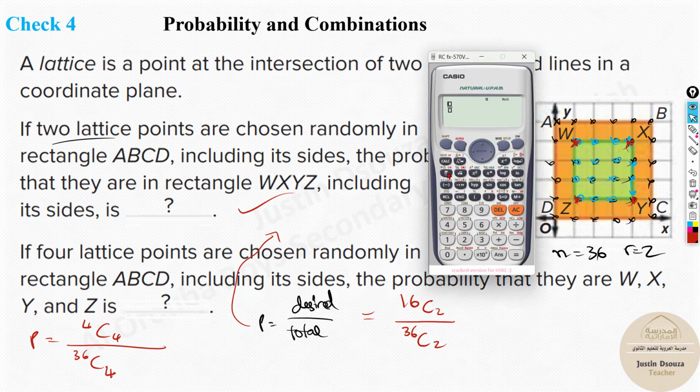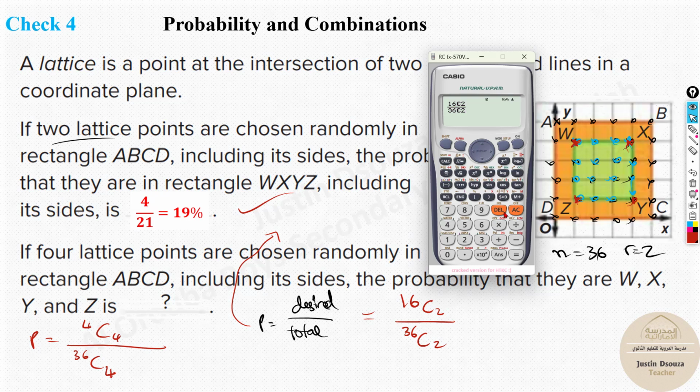The first one is 16 shift C 2 divided by 36 shift C 2. The answer must be 4 by 21, yes. And you can find the percentage by multiplying by 100. Over here the decimal will go 2 places to the right, it'll be 19%.